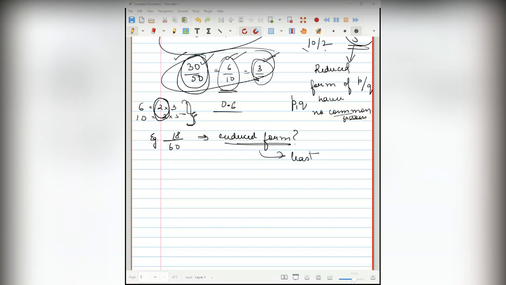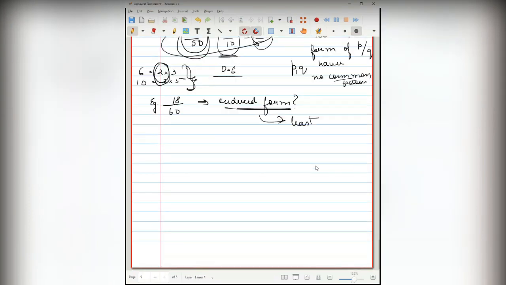Okay, so now moving forward. This is what is known as the greatest common divisor, or the HCF, highest common factor, GCD or HCF. I'll tell you the official way also.